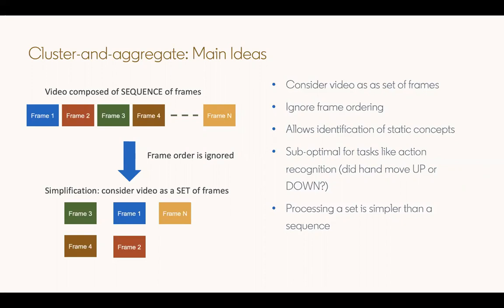It wouldn't work well for action recognition, because in action recognition, like does the hand move up or down, we do need to consider temporal order. But since processing frames is simpler than processing a sequence, because we can ignore the time component in our model, it turns out to be a good approach for some tasks.